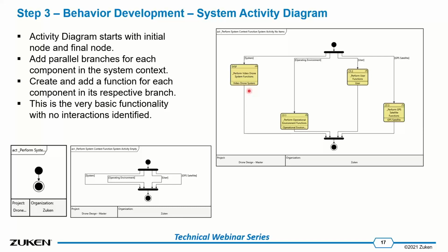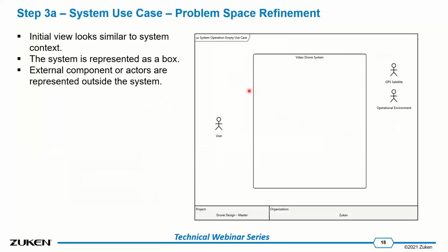Where do we want to go from there? Well, we want to detail out that functionality a lot more than just the basics. So we're going to go to use cases. So we're going to use this use case to refine the problem space. Initially, it looks very similar to that context diagram in that it identifies the elements in that diagram, the external entities, and then the system of interest in that diagram. It's a pretty straightforward display, much like the other one. I've got my system of interest and the external actors.